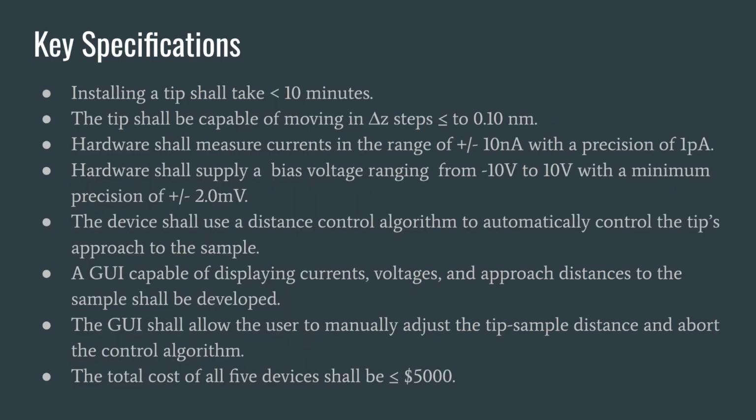These are the key specifications for this project. Some of these include: the total cost of all 5 devices must be less than or equal to $5,000. The tip must be capable of moving in delta Z steps less than or equal to 0.10 nanometers. The device must use a distance control algorithm to control the tip's approach to the sample. The GUI must display currents, voltages, and approach distances.